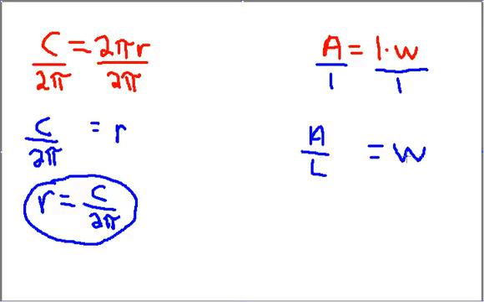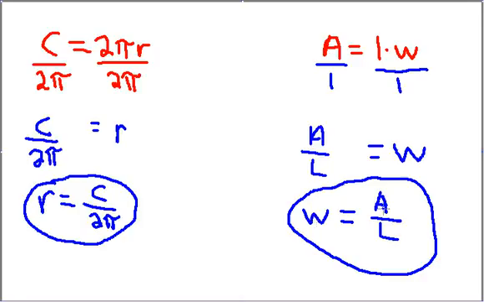And once again, normally for a formula, the subject is on the left side. So I'm going to flip-flop these two sides and put W equals A over L. The width of a rectangle is equal to the area of the rectangle divided by the length of the rectangle.